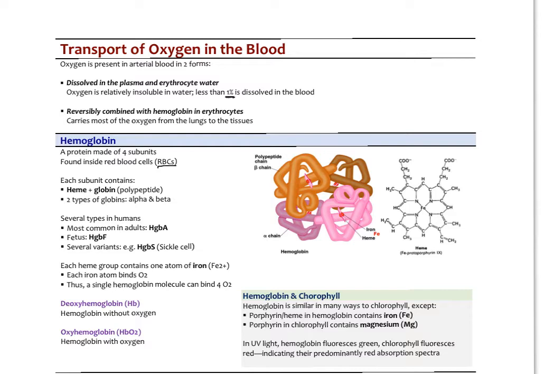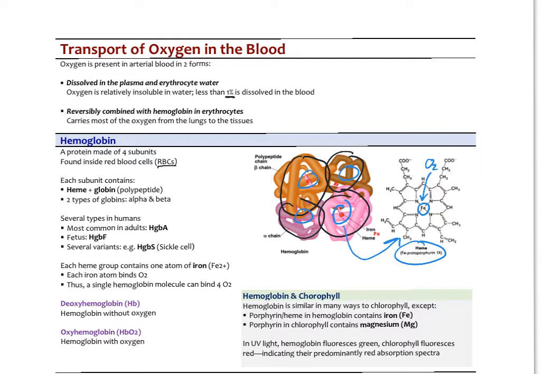So it's made of protein, and it's made of 2 protein chains. These are called globins. So there's 2 beta globins and 2 alpha globins. And then in the middle of each globin here, there's a molecule called heme. So there are 4 heme molecules in each hemoglobin molecule. And at the middle of heme, there's iron. And it's the iron that attracts the oxygen.